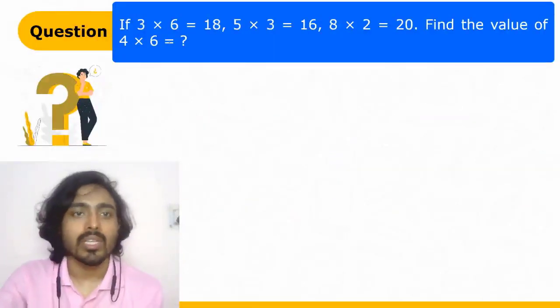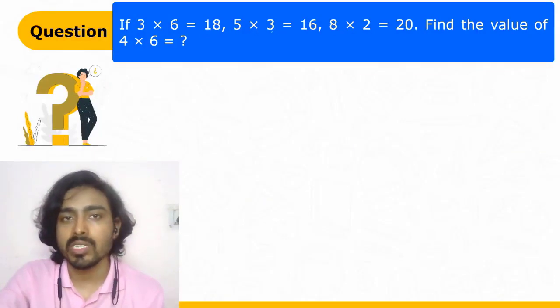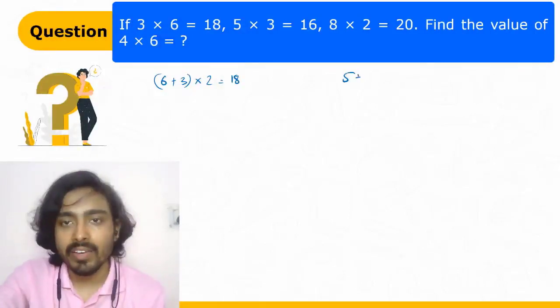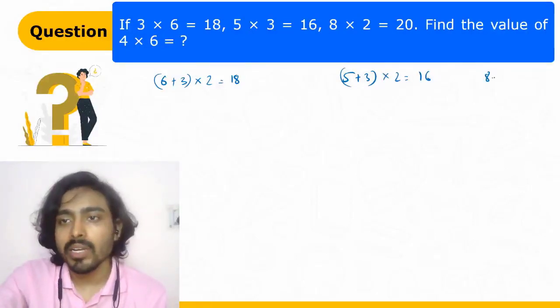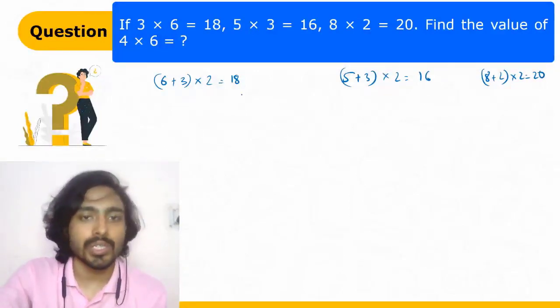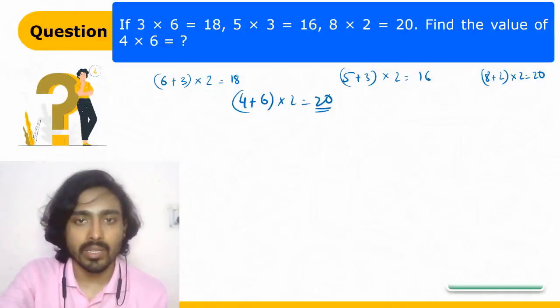Let's move ahead. Now this looks like multiplication in the first case, but it is not, because 5 into 3 is not 16. So it is actually 6 plus 3 into 2, that is 18. Similarly, 5 plus 3 into 2, that is 16. Similarly, 8 plus 2 into 2, that is 20. So in this question, 4 plus 6 into 2, that will be 20. So 20 will be our answer.